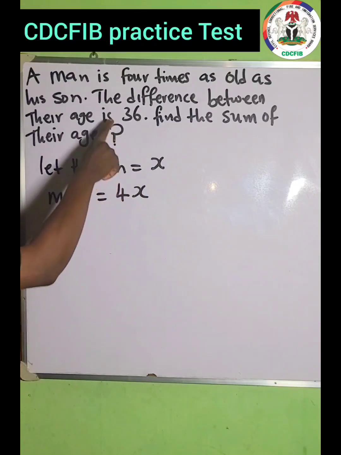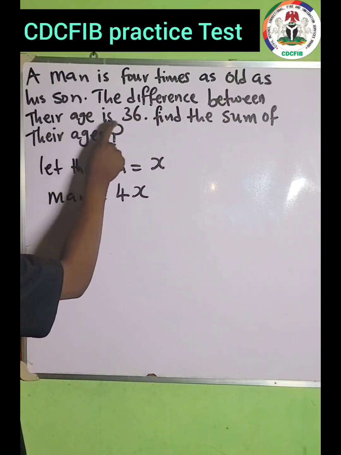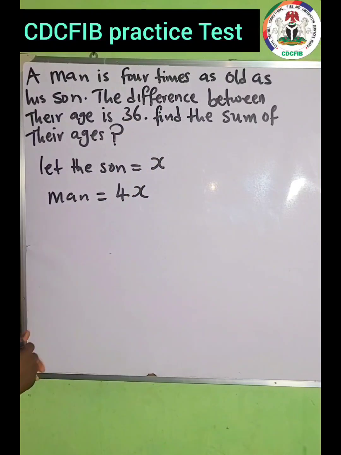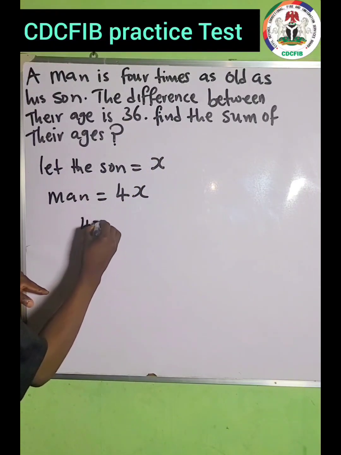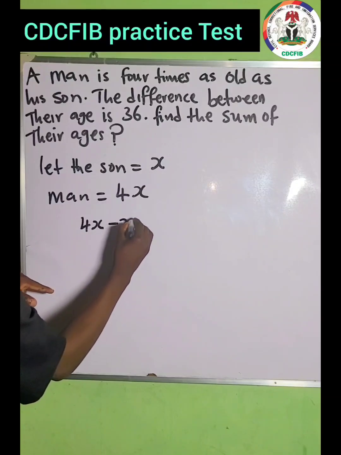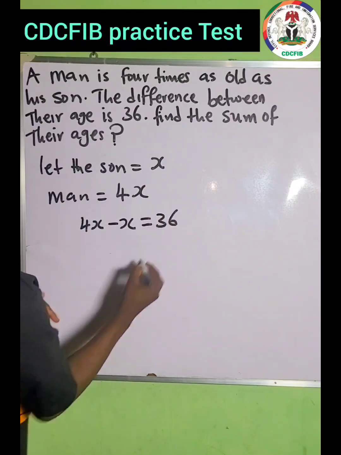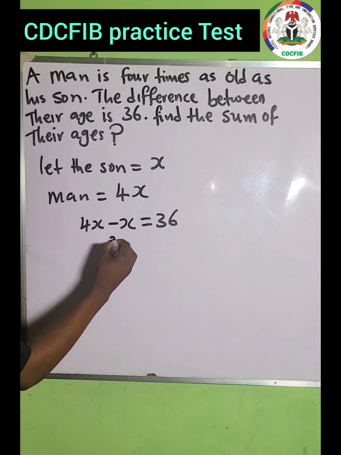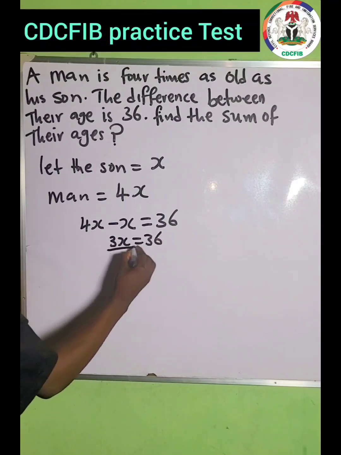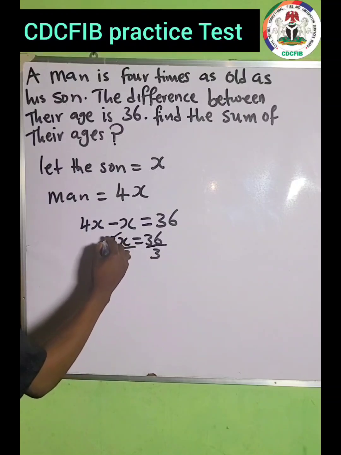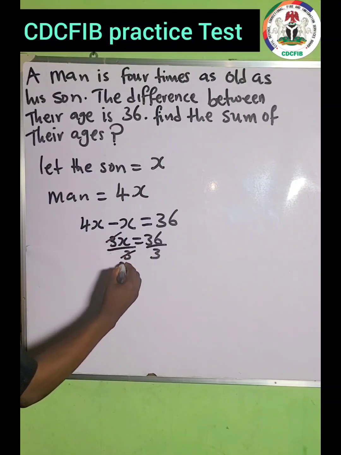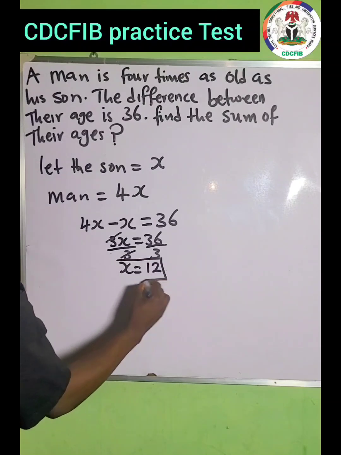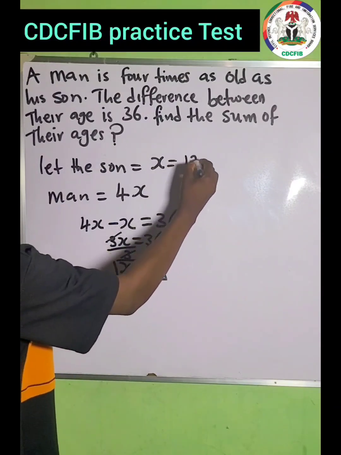The question further reads that the difference between their ages is 36. That means the difference between these two ages is going to give us 36. So the age of the man is going to be 4x, then their difference, minus the age of the son, is going to give us 36. Now we solve for the age of the son from this equation. 4x minus x is going to give us 3x, which is equal to 36. Then we divide both sides by the coefficient of x, which is 3, so that this 3 will cancel this 3. x will be equal to 36 divided by 3, which is going to give us 12. So therefore, the age of the son is going to be 12.